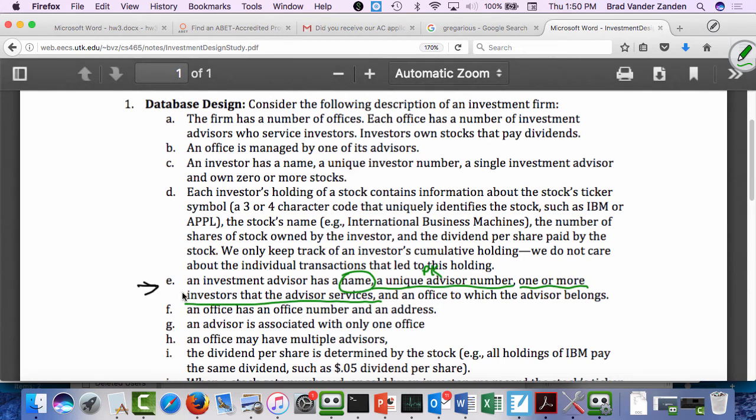Okay, that's not saying that there's a foreign key. When you have many, that's probably not going to be represented as an attribute. At the very least, when it says many, it's going to have to go in a different relation. And an office to which the advisor belongs. That sounds like what? Foreign key. It's a single value and an office to which the advisor belongs.